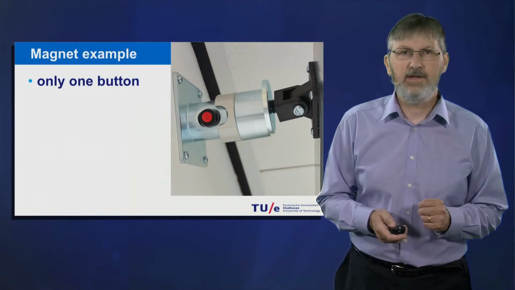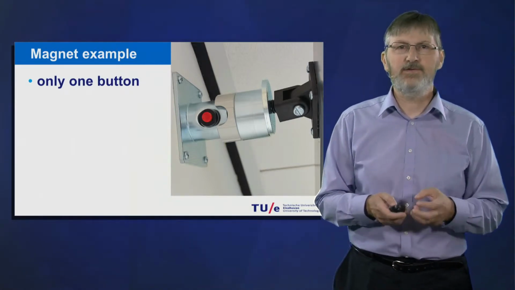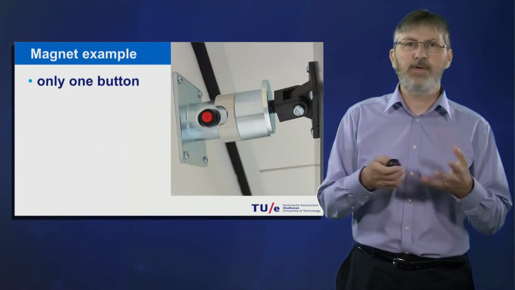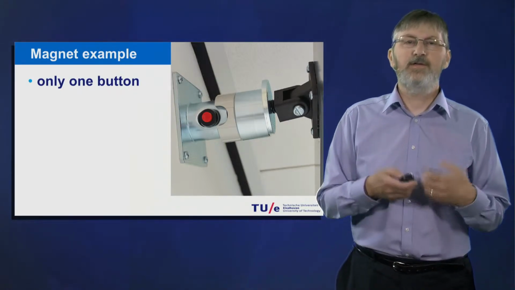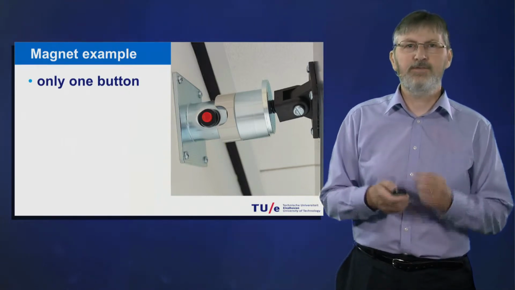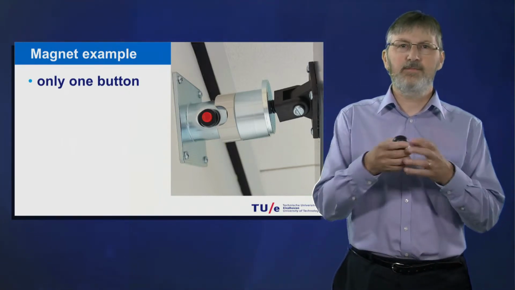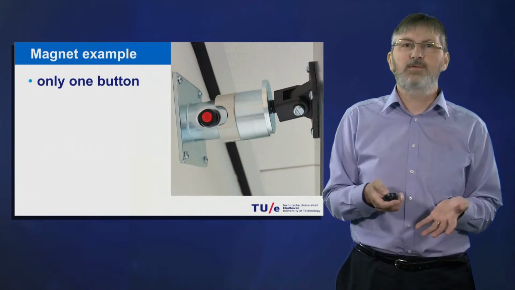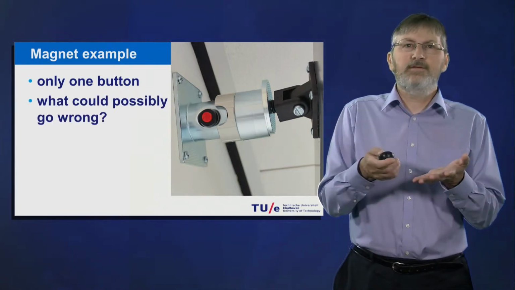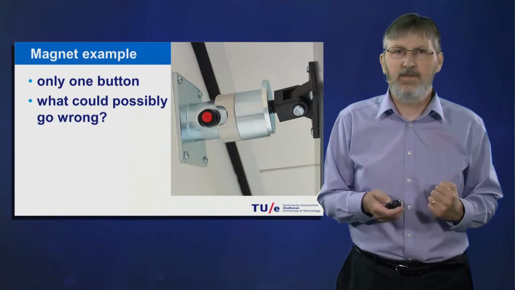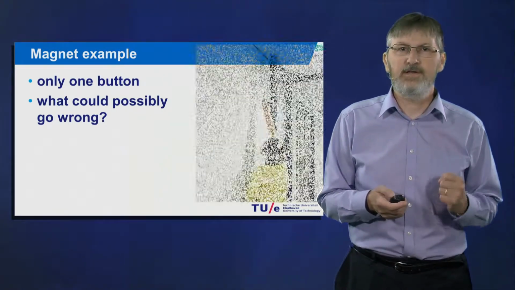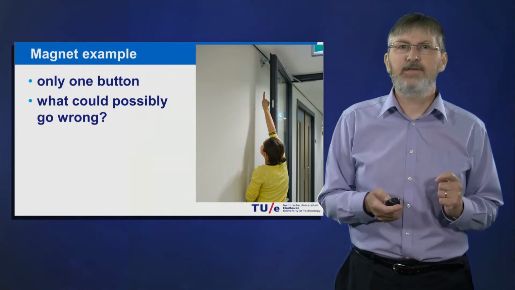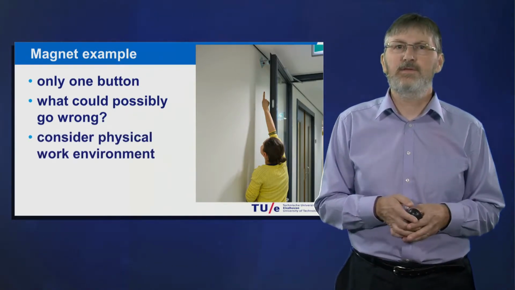Let us start by looking at a very small example. In office buildings, we often see these magnets that are used to keep heavy fire doors open as long as there is no fire. If you want to close the door, there is a red button you can push, right? And then the magnet will release. Now, you may think, how is it possible to do this wrong? The button seems easily reachable until you consider the workplace in which the interface has to be used.